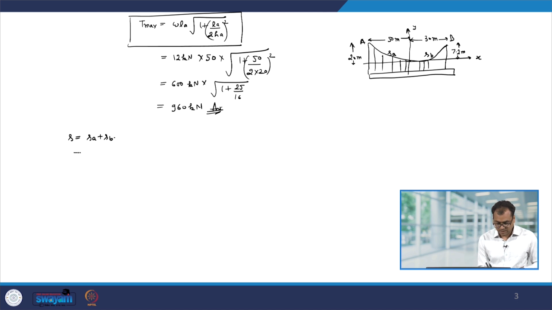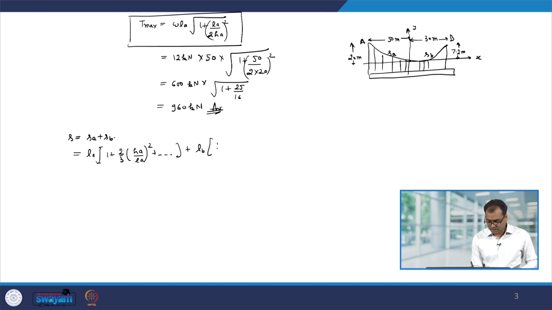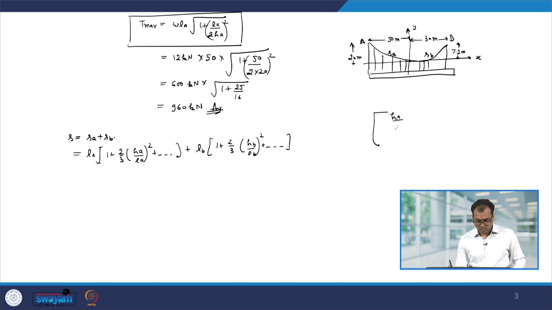Now, to find out the entire length, we have to sum SA and SB, and we know how to calculate SA. So, this will be LA into 1 plus 2 by 3 HA over LA, whole square, plus the second term, LB into 1 plus 2 by 3 HB over LB, whole square, plus dot dot dot. Remember, we can use this formula only if HA over LA is less than half and HB over LB is also less than half.